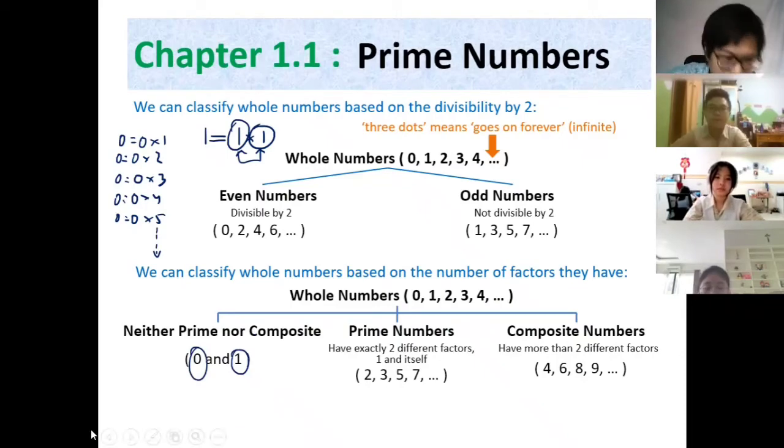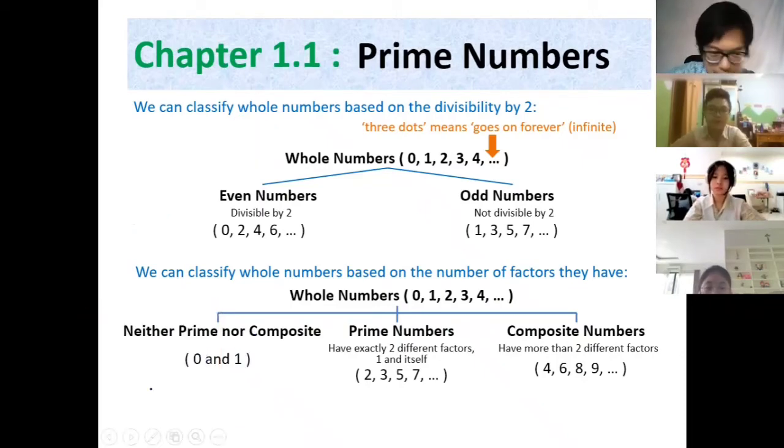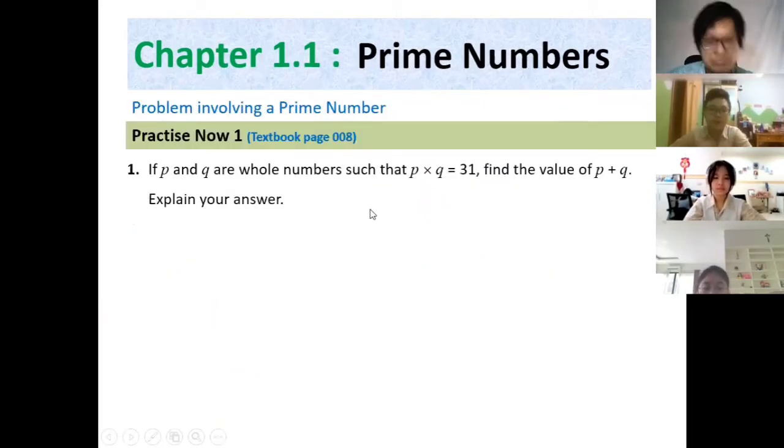Very simple. And next. So if P and Q are whole numbers such that P times Q equals 31, find the value of P plus Q. Okay, I think this is quite simple. What times what equals 31? Anyone? Anyone have an idea? The simplest one?